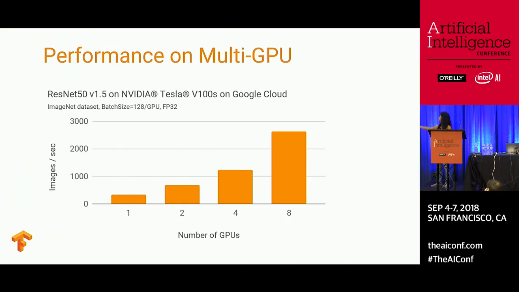On the x-axis here, you can see the number of GPUs. And on the y-axis, you can see images per second processed during training. As you can see, as we increase the number of GPUs from 1 to 2 to 4 to 8, the images per second processed is close to doubling every time. In fact, we're able to achieve 90 to 95% scaling out of the box.